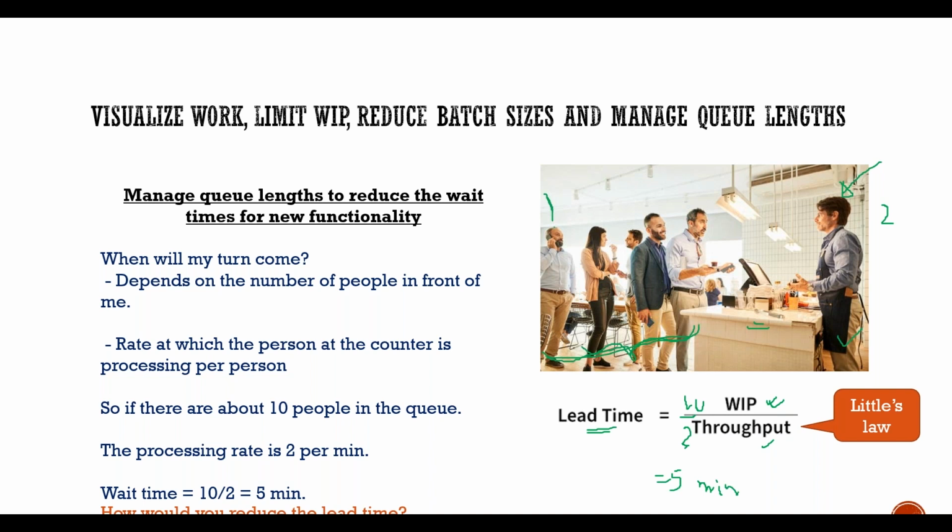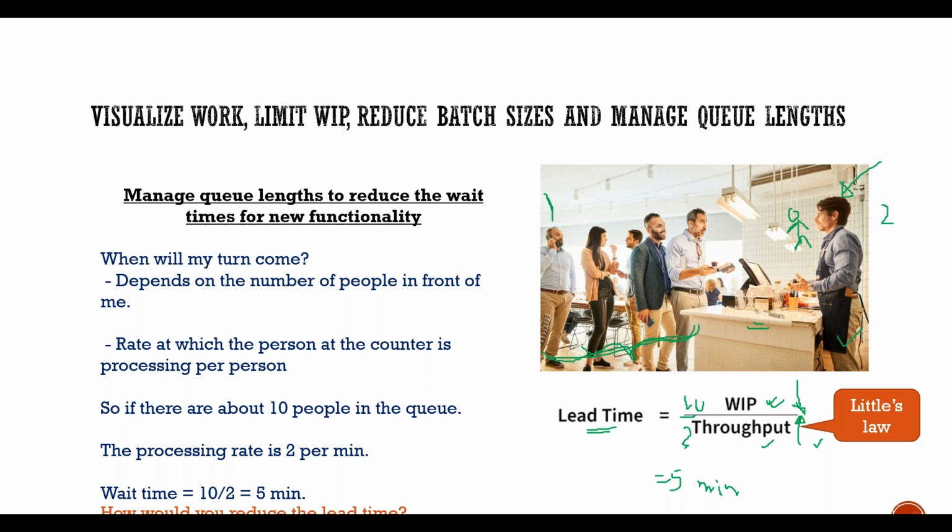Now, if you have to reduce your wait time, what do you need to do? There are two things. You have to increase your throughput, that is one way, or reduce your WIP. Now, to increase your throughput, what you need to do? You need to add another person at the counter to increase your throughput.